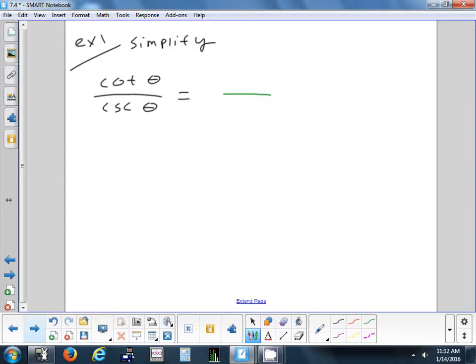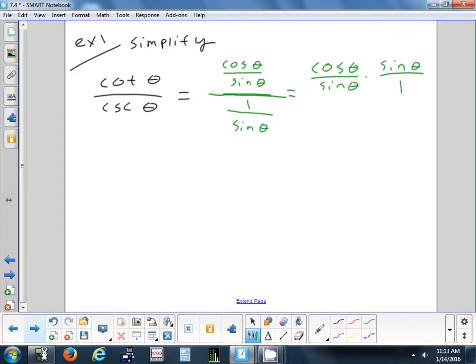How can we rewrite cotangent? Cosine. Yep, we can write it as cosine over sine. And how can I write cosecant? 1 over sine. And now when you have a fraction divided by another fraction, the sines cancel. How do we do that? The second one. Yeah, that's one way to do it. Just take the one in the bottom, flip it, and multiply by the one in the top.